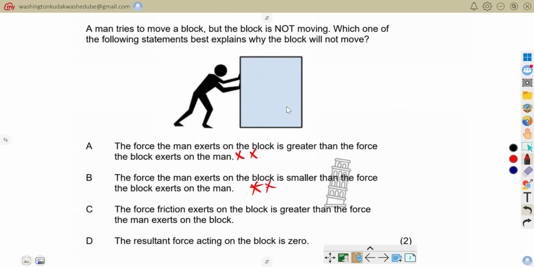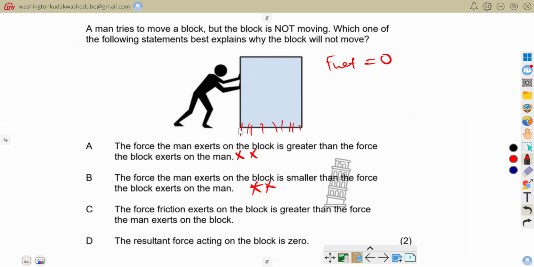So at some point in time, we are saying that here we have got balanced forces, so the net resultant force is equal to 0. That's the explanation that we are looking for. So we are saying the force of friction exerts on the block is greater than the force the man exerts on the block. That is not true if we are having frictional force here.